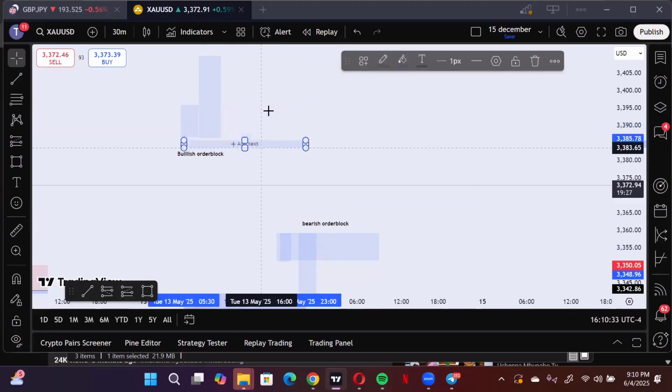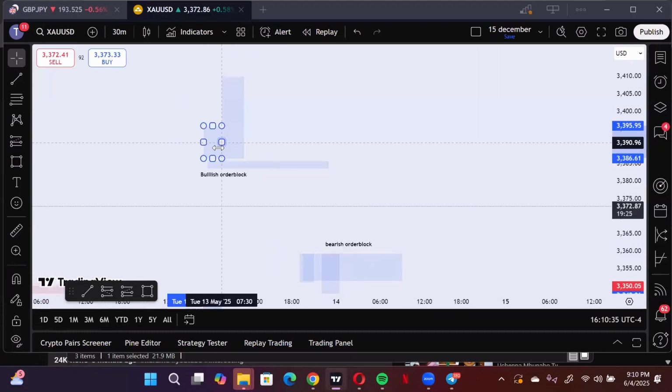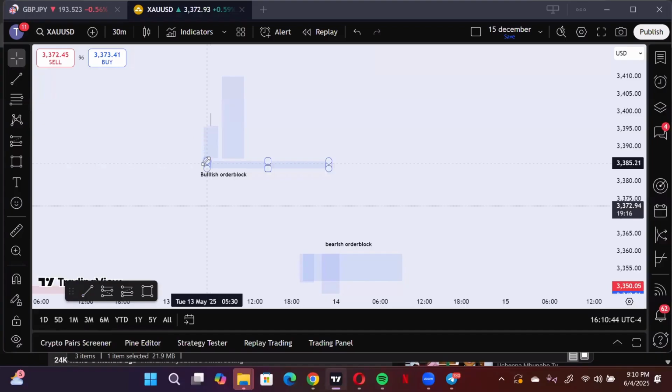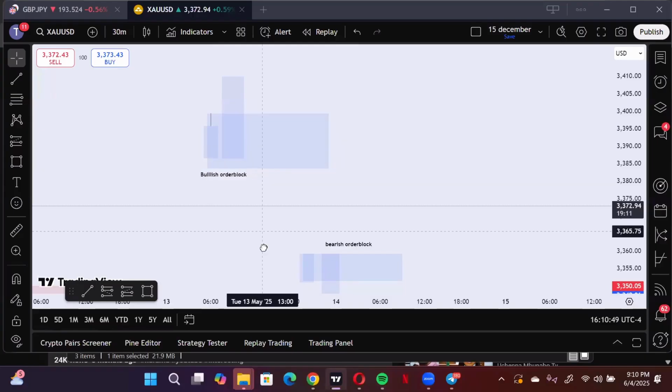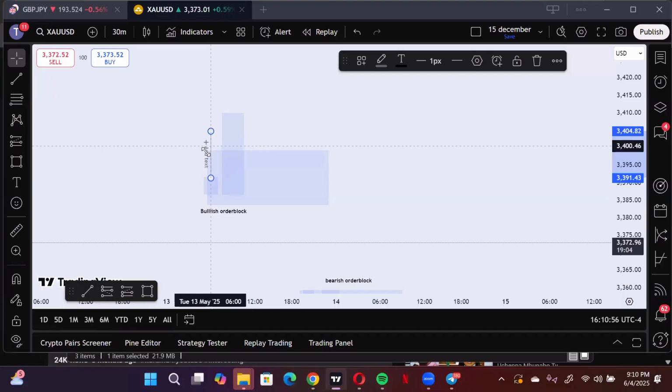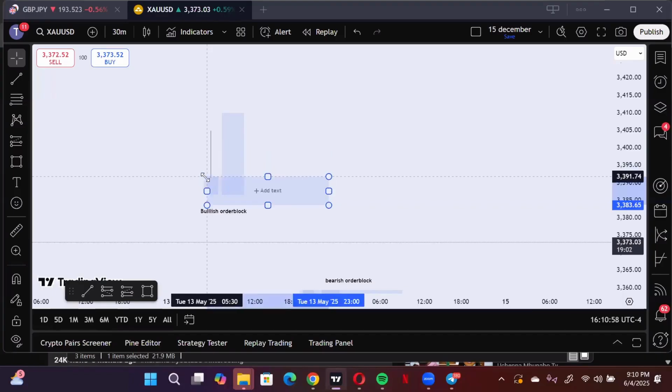So for you to know where to pick your entry when you have wicks in the candle of your order block: if the wick of this order block is here, and the wick is small and smaller than the body of this order block, you can pick your entry from the wick of the order block. But if the body of the order block is really small and is smaller than the wick, let's say the wick is extremely long, then pick your entry from where the body of the order block started. Do you guys understand now?